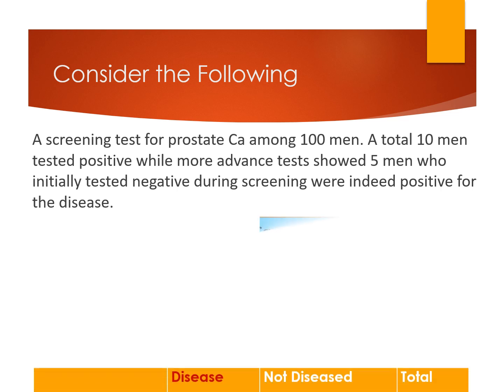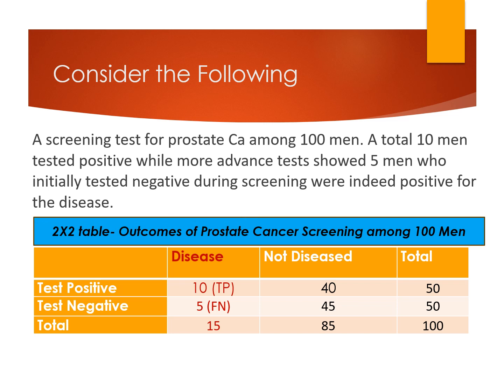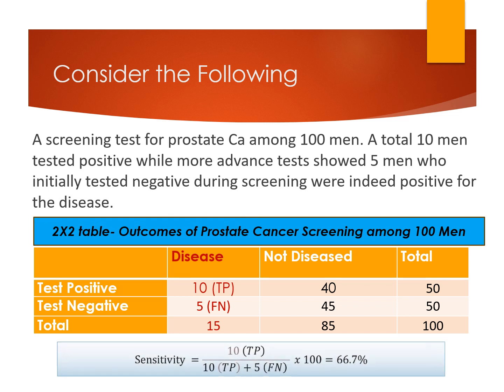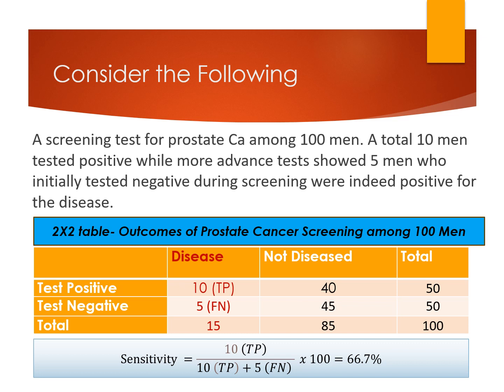Your table should look like this, and your answer here should be looking like that. Now, a sensitivity of 66.7% means that the test correctly identifies 66.7% of truly positive cases. In other words, there is a 66.7% chance that the test will detect the disease when it is present.